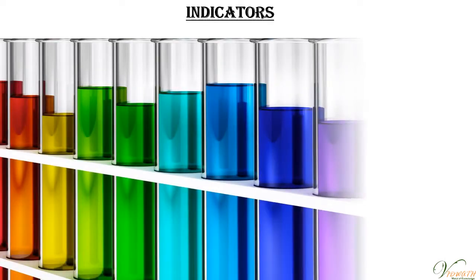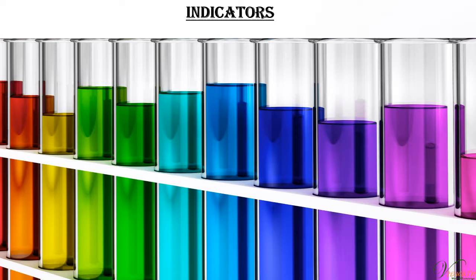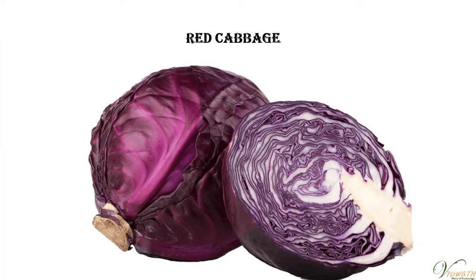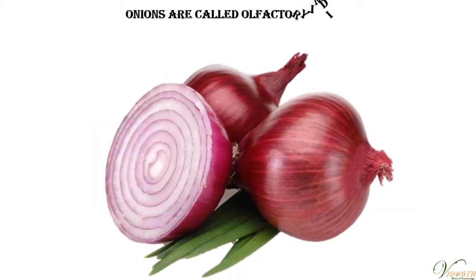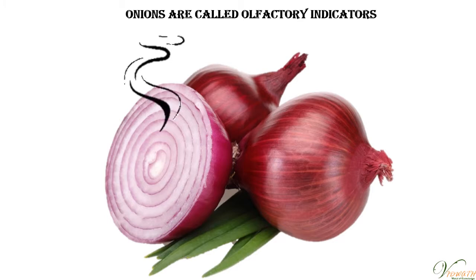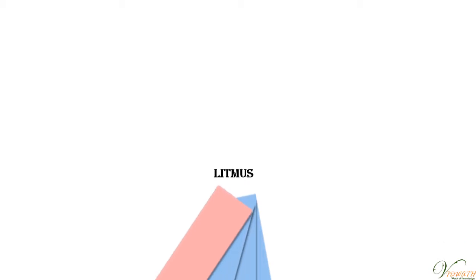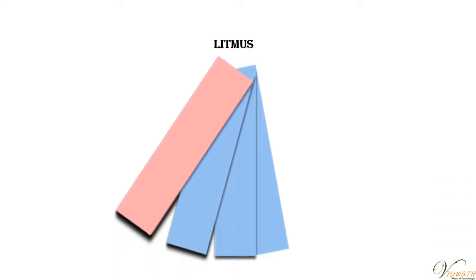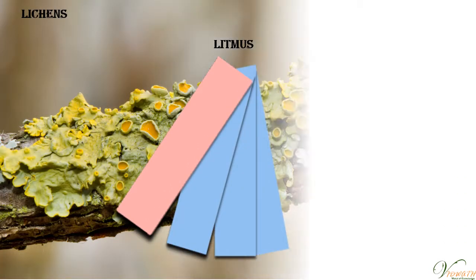Indicators. An acid-base indicator is a substance which exhibits different color in acids and bases. Red cabbage is a visual indicator used to detect acids. Onions are called olfactory indicators. They change their odor with change in the nature of solution. Litmus is a natural indicator and is extracted from lichens.